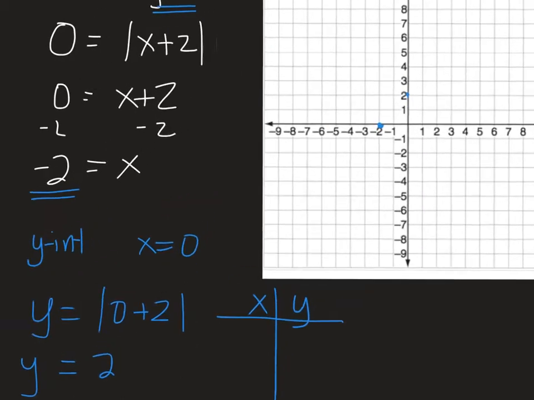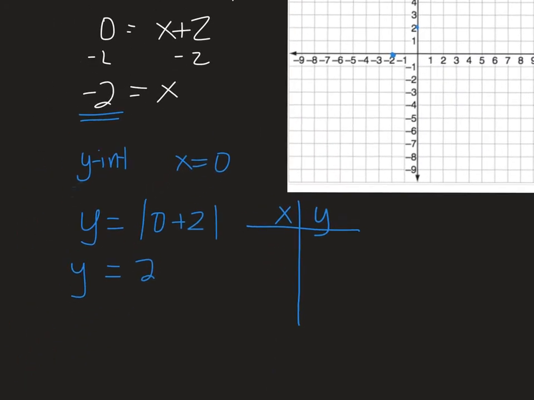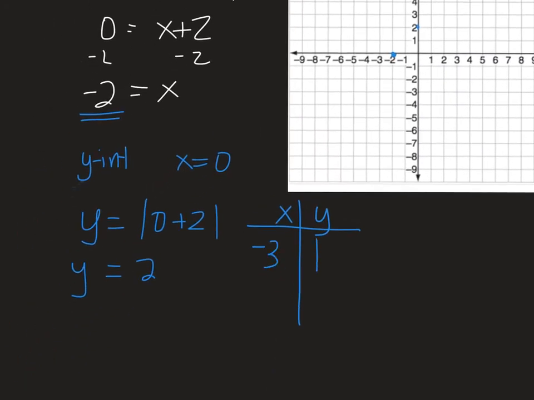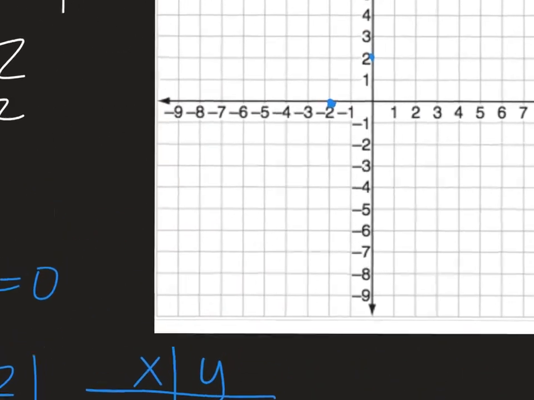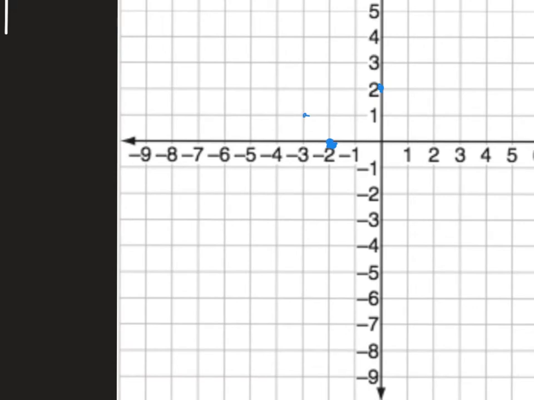Let's see what happens to the left of negative 2. Let's plug in negative 3. Negative 3 means we have the absolute value of negative 3 plus 2, which is the absolute value of negative 1, which is positive 1. So when x is negative 3, y is positive 1.